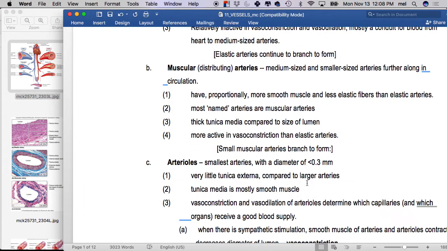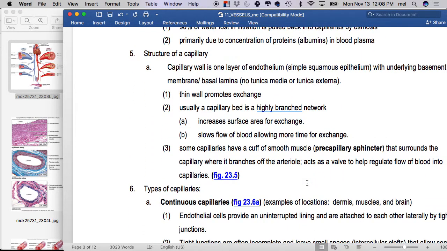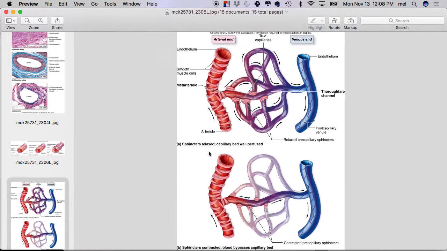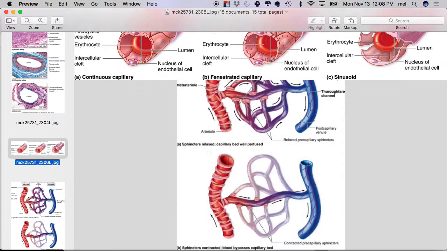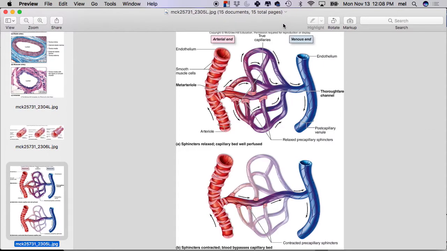So we did elastic, muscular, and arterioles and capillaries. Okay, so now let's look at the structure of a capillary and the types of capillaries. So capillaries are super duper branched. This isn't even showing how branched they actually are. But what we're going to look at is the reason capillaries are highly branched and super thin is because, of course, they are the locations for gas exchange, right? And so the vast majority of the 60,000 miles of blood vessels that you have is made of capillaries.